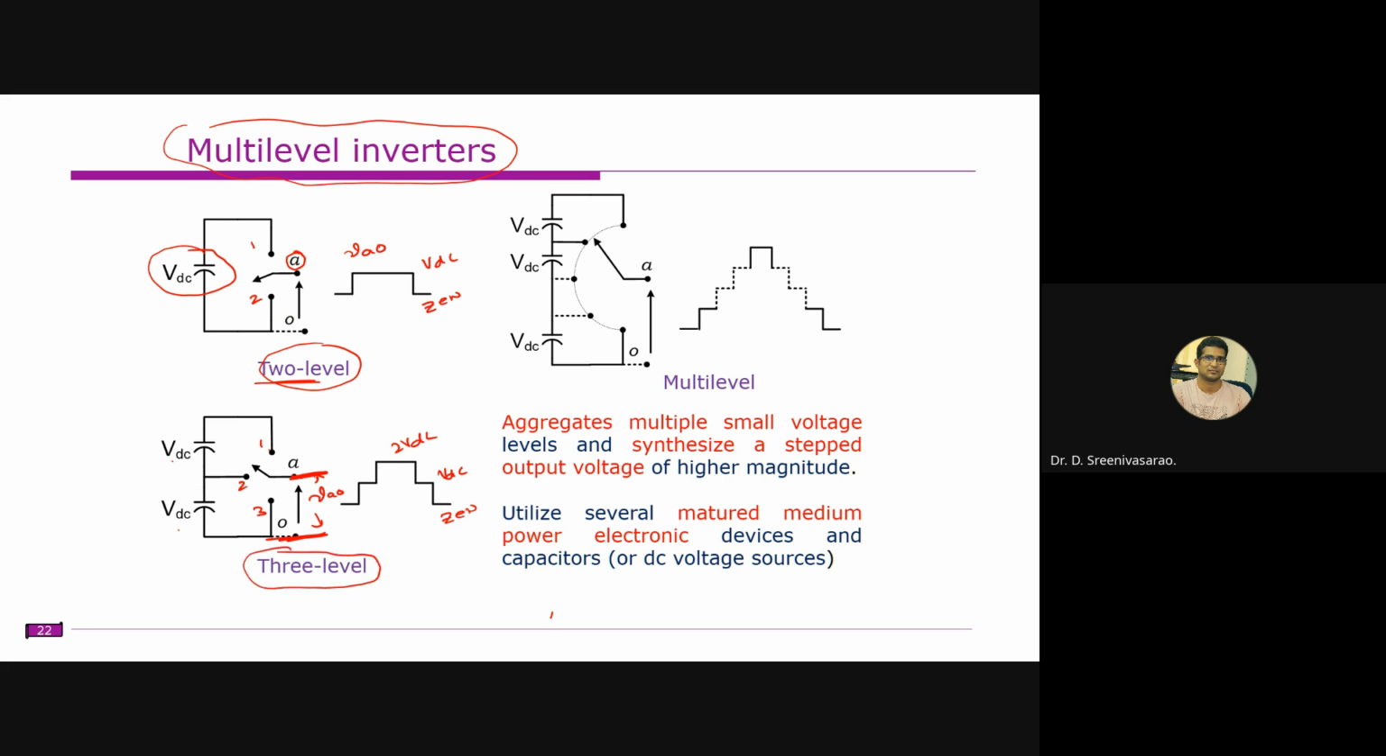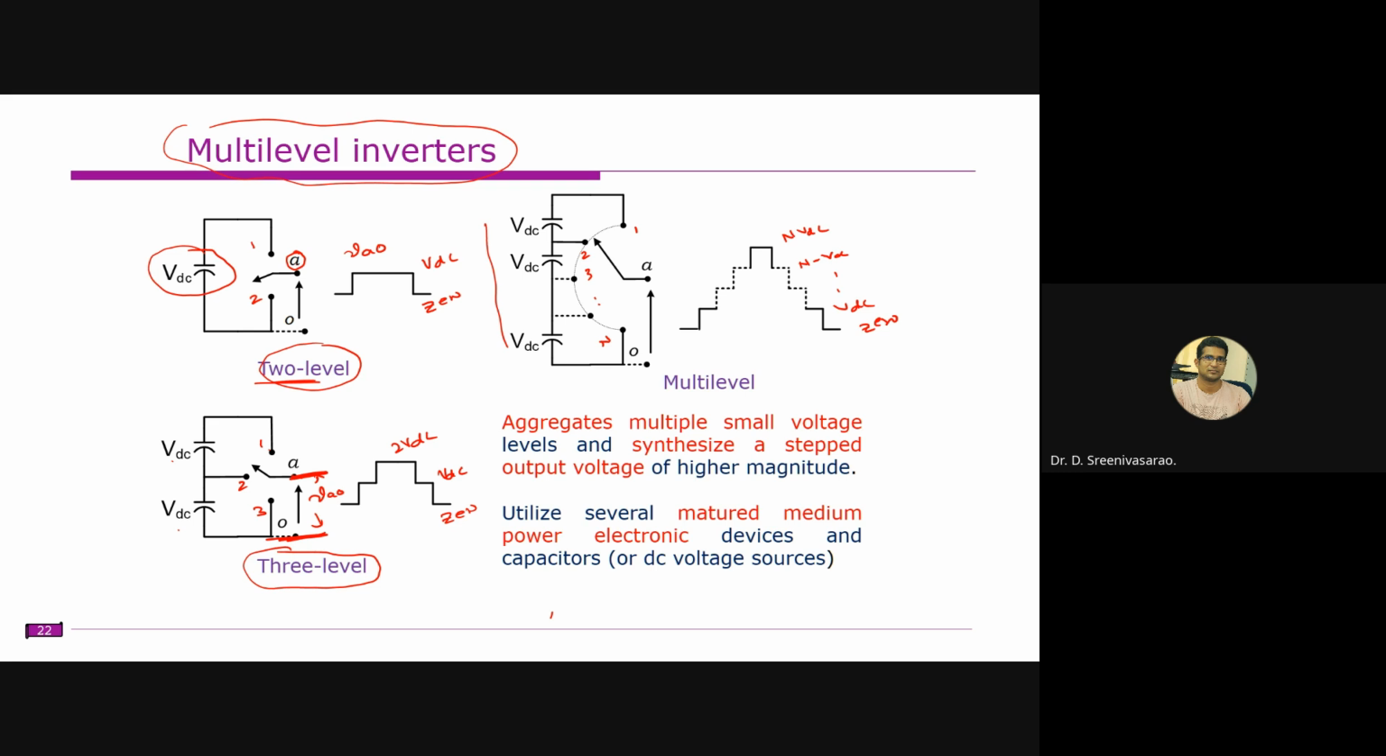If you keep increasing this, you get multiple levels, so you have positions 1, 2, 3, and so on, up to some nth position. So this voltage is equal to n times VDC. This is n minus 1 times VDC, and so on. Somewhere we have VDC, and you will get 0 voltage here. So this is how you will get the multi-level output.